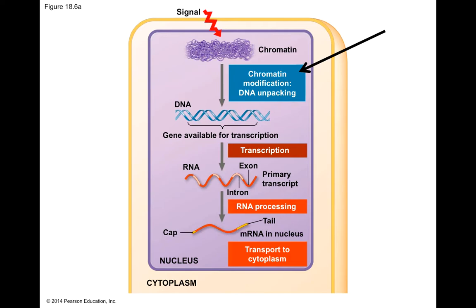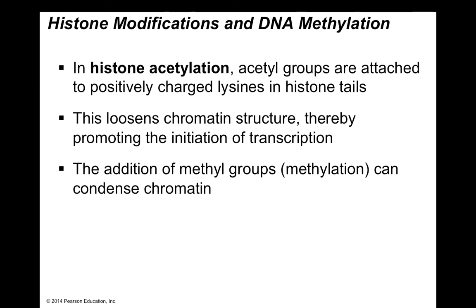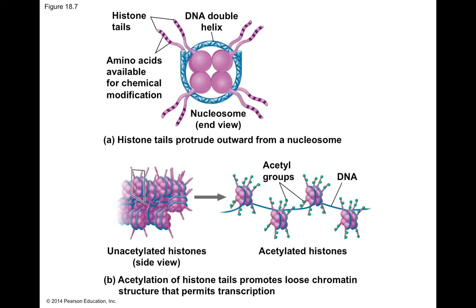Let's take a look. The first way we can influence chromatin is by modifying the histones, the proteins. Adding acetyl groups to amino acids, specifically lysine, will loosen the structure, making it easier to start transcription, while adding methyl groups to amino acids will tighten up the structure, therefore making it harder to access the gene. Here's a diagram of histone acetylation.